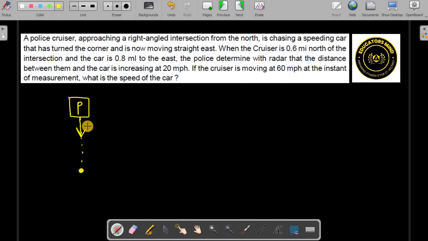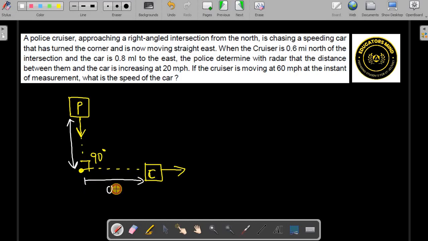A police cruiser approaching a right angle intersection from the north is chasing a speeding car that has turned around the corner and is now... So there is a car which the police is chasing. This car you can take as C. This is going towards east, and this is 90 degrees. When the cruiser is 0.6 mile north of the intersection, the car is... so they have given these distances. This distance they have given, and this is also given. So this is 0.8 miles, and 0.6 mile.